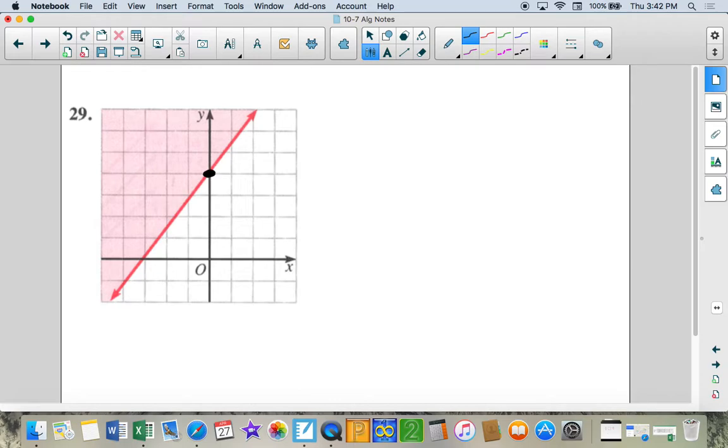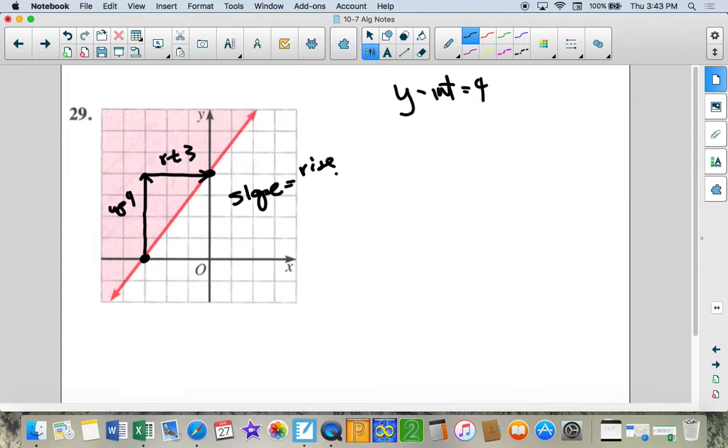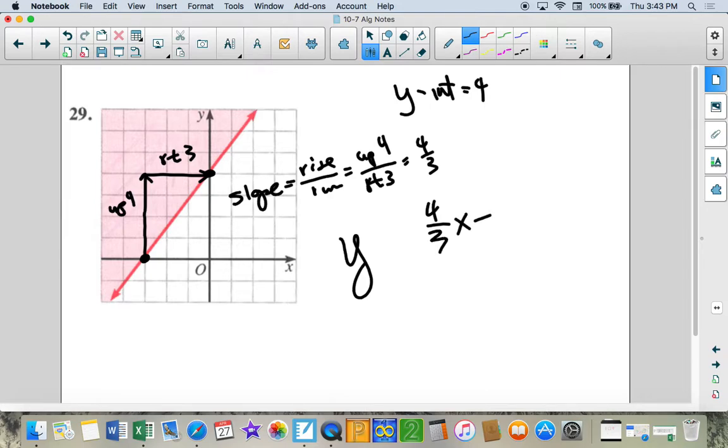at that y-intercept. It crosses the y-axis at 1, 2, 3, 4. So we know my y-intercept is going to equal 4. And let's take the slope. Let's find another point. We go up 1, 2, 3, 4, and then we go right 3. So that gives me a slope of rise over run. We rise up 4, right 3, which converts to 4/3. So I know my equation is y equals 4/3 x plus 4.